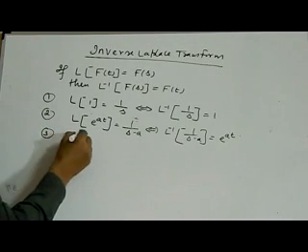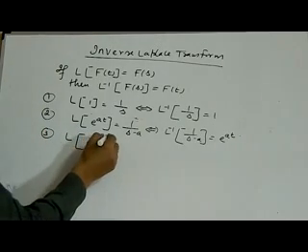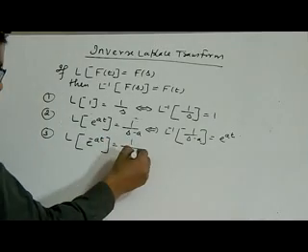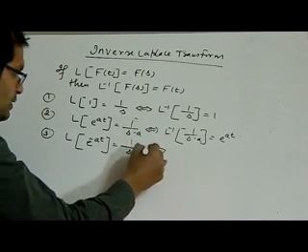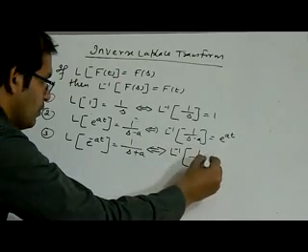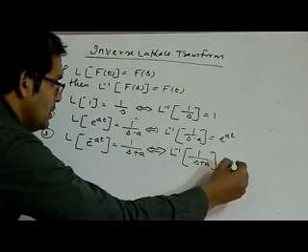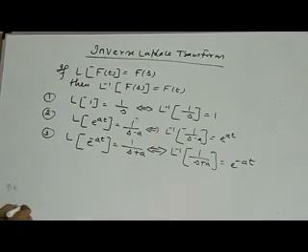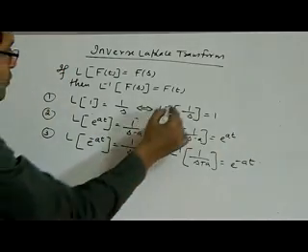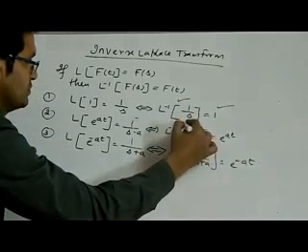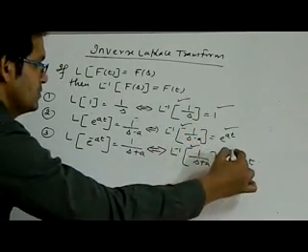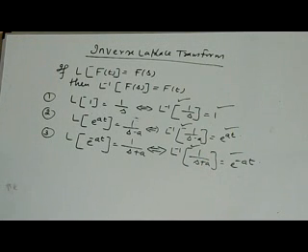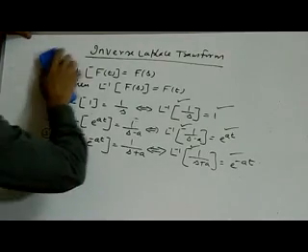Similarly, we had done that the transformation of e to the power minus at is 1 upon s plus a. So if and only if L inverse of 1 upon s plus a is e to the power minus at. Therefore, we have to apply the formulas in the reverse direction. Now I am going to convert some more formulas into the form of inverse transformation, and then we will do their application.